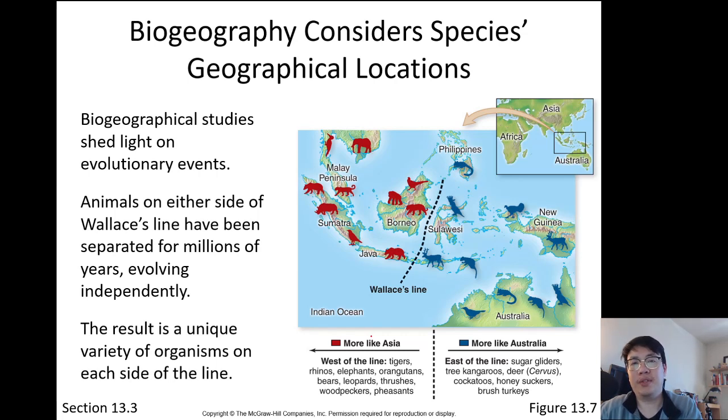We see a difference in fauna, so to speak, or a difference in land mammals or land animals along this Wallace line right here. To the left of it, we're able to see a lot of rhinos, elephants, orangutans, just a lot of those species, and they're fossilized too. And to the right of that, we're seeing a lot of kangaroos, honeysuckers, brush turkeys, and sugar gliders, and all of that. So there seems to be a very distinct line where organisms just somehow evolved independently from each other.